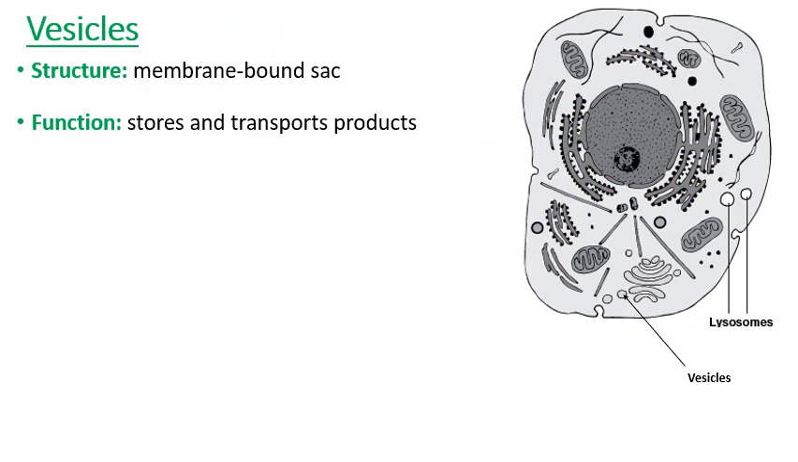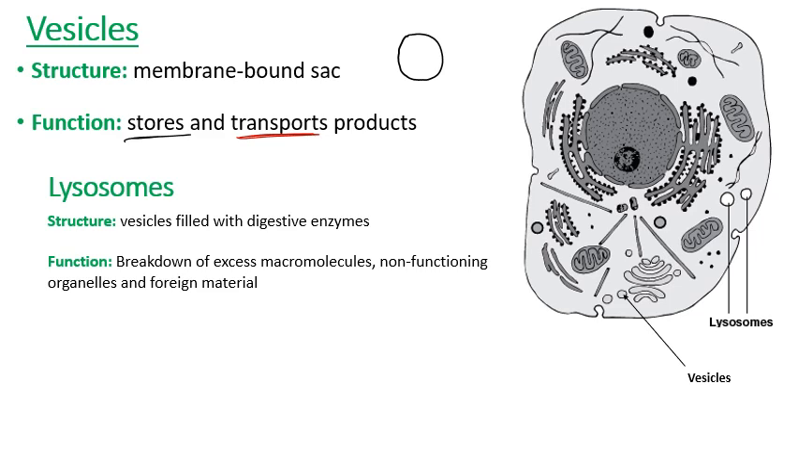Vesicles are next. So essentially, vesicles are the most simple organelle. They're just a membrane in a sphere. So they're just an open sac. And I think of them as cardboard boxes. So if the cell needs to store something, it puts it in a vesicle and it can keep it there, it can store it, or it can transport it wherever it needs to go.